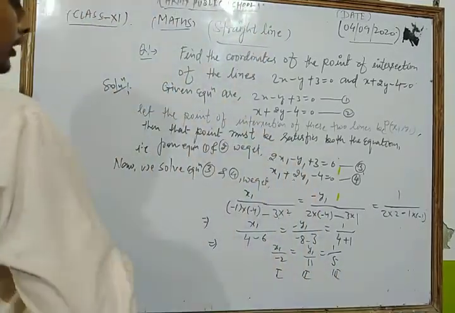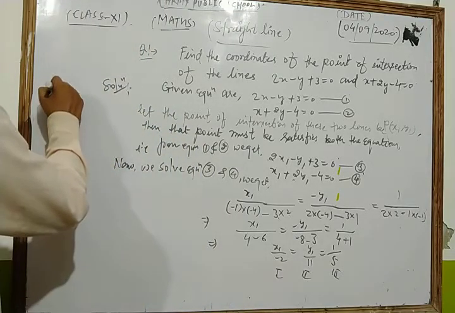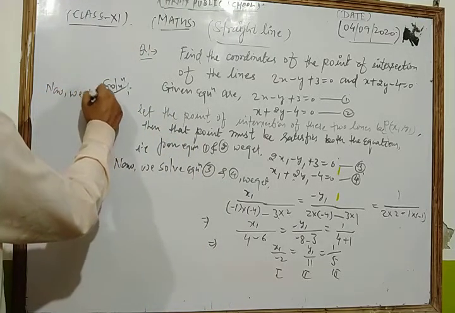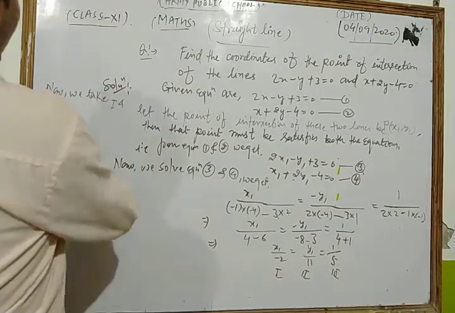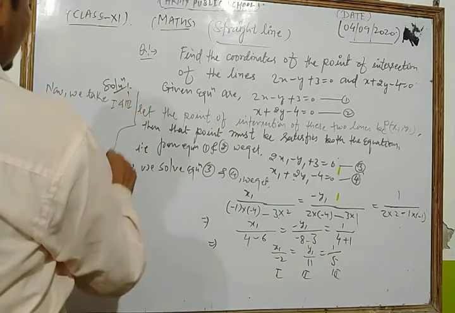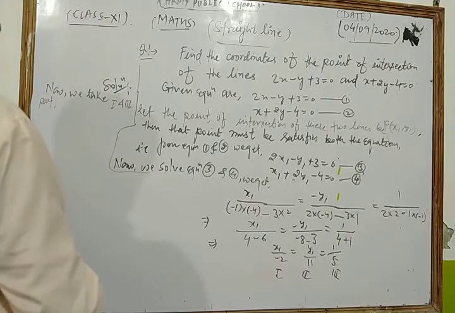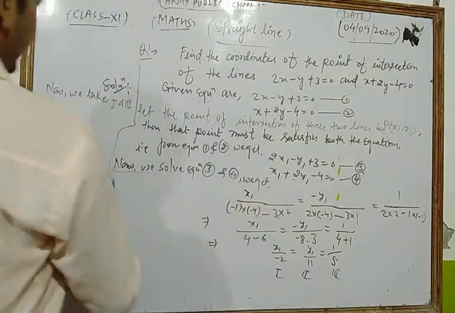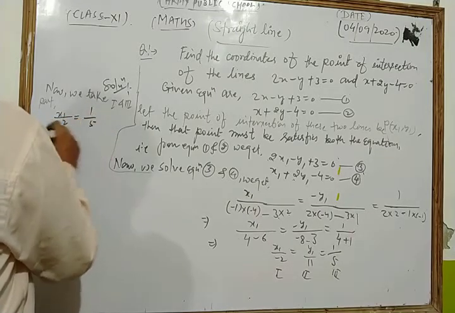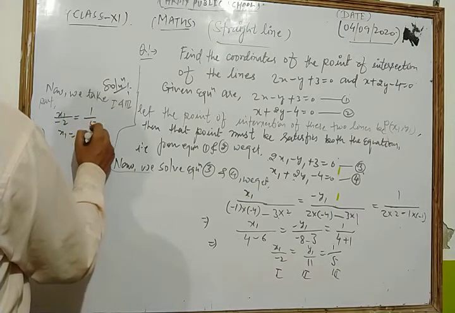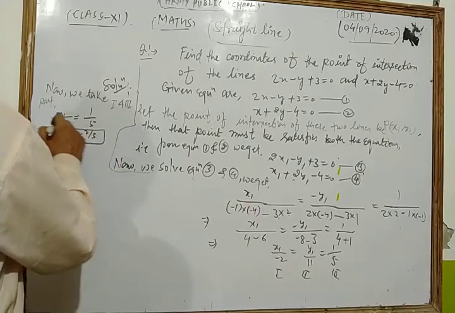Now we take the first and third part. So we get x1 upon minus 2 is equal to 1 upon 5. That is, x1 is equal to minus 2 upon 5. Okay, x1 is equal to minus 2 upon 5.